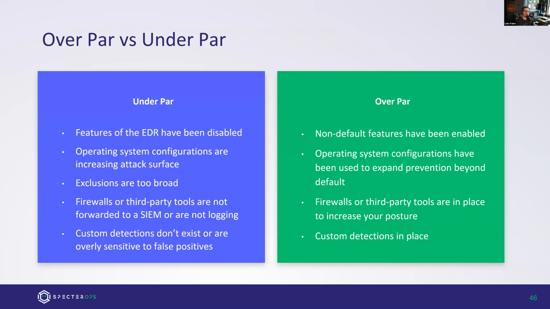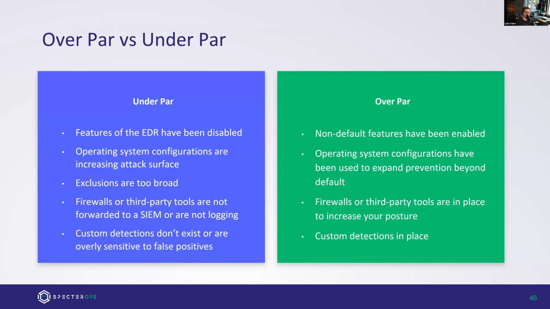Potentially, you've manually enabled RC4 for Kerberoasting. You may have exclusions that are too broad in your custom detections. You're not logging your third-party tools or firewalls into your SIEM to make them useful for detection engineers. You may not have custom detections. All these things could be contributing to you having a lower score than average versus a blank installation or versus other customers.